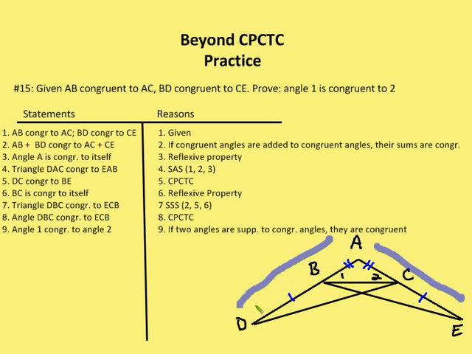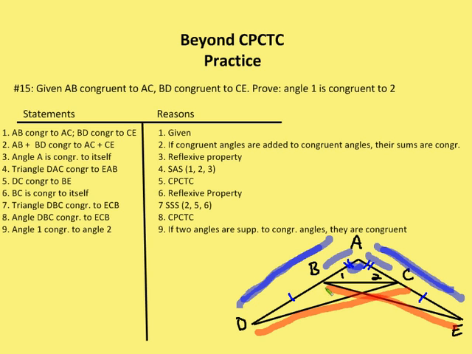Now I can say that triangle DAC is congruent to EAB by side angle side. I have a side here, I have my angle here, and then I have a side here. I have a side here, my angle again, and then the side here. Because of that, because these two angles are congruent, I then know that DC is congruent to EB, or to BE. I know that by CPCTC.